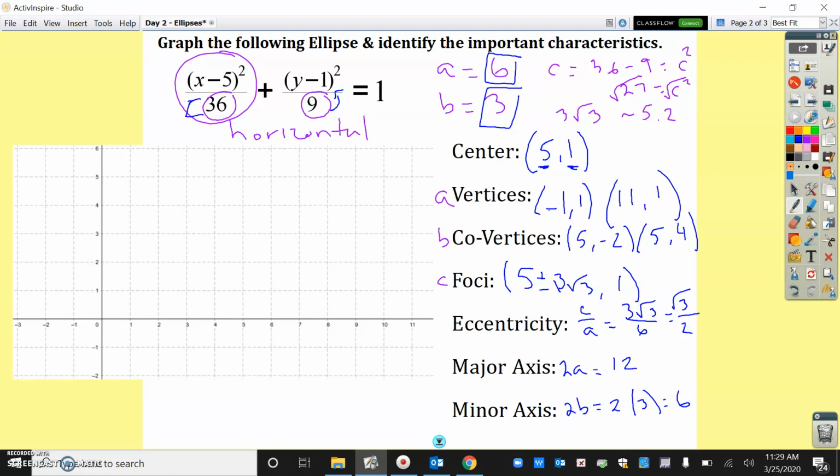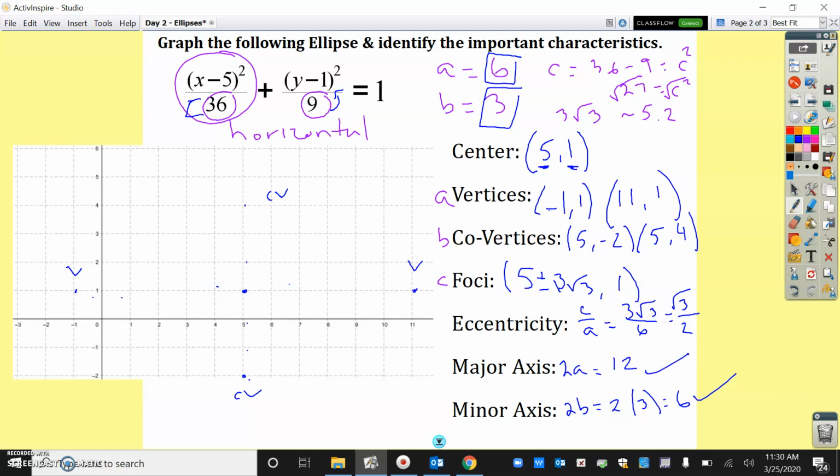So let's go ahead and plot these points. We've got 5, 1, which is the center of our ellipse. Our vertices are at negative 1, 1, and 11, 1. My co-vertices are at 5, negative 2, and 5, 4. Notice right along here, that's my minor axis. 1, 2, 3, 4, 5, 6. Yep, we're good to go. And our major axis all the way across would be 12.